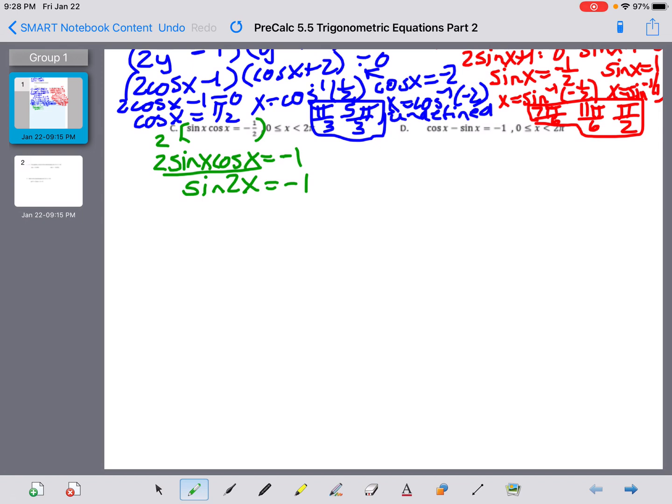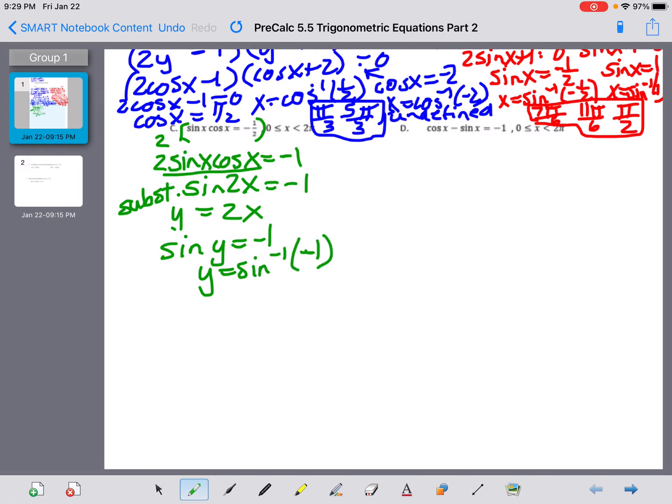I'm back to what I learned earlier on the last set of notes, where I'm going to do a replacement. I'm going to substitute y equals 2x right now, so I'm going to do sine of y equals -1. I'm going to do the inverse sine of -1.